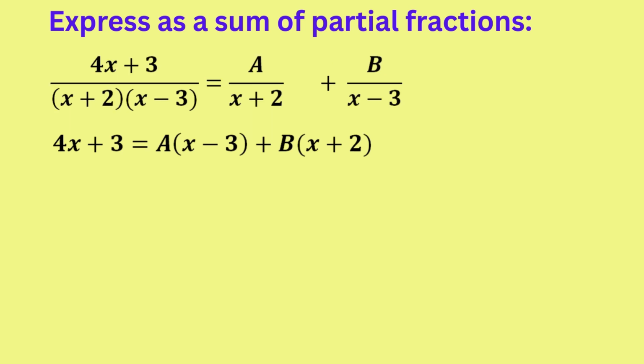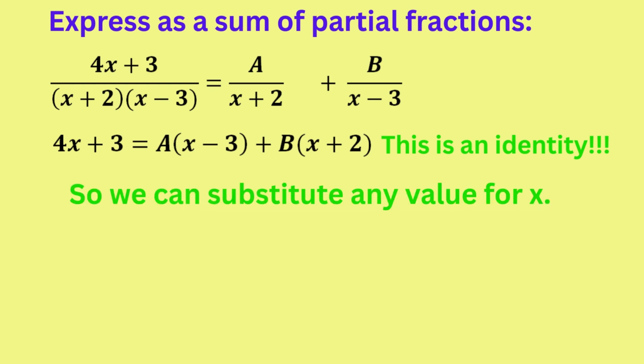The objective is now to find the values of a and b. This can be done using several methods. An effective method is to substitute x values into the equation, which is an identity. This means that we can substitute any value of x into the equation. However, we will choose values of x that will make the brackets 0.